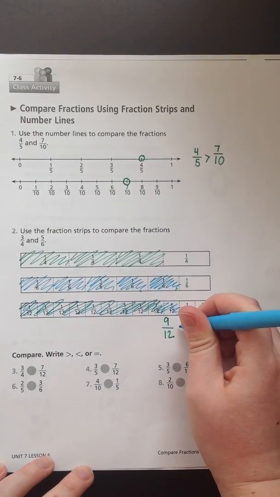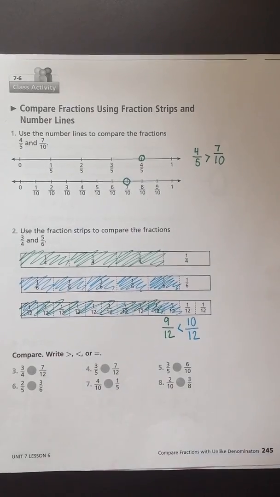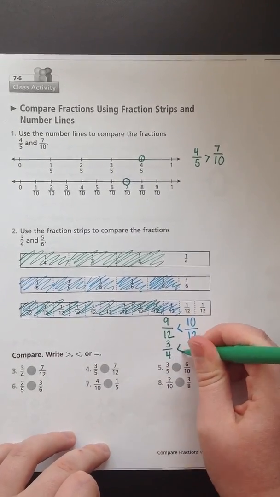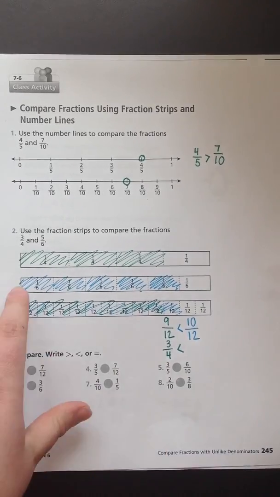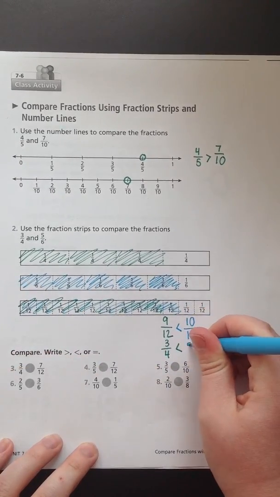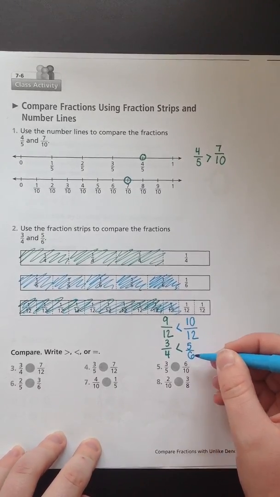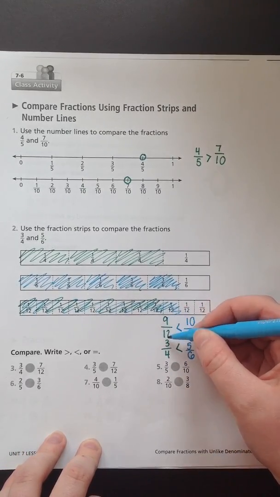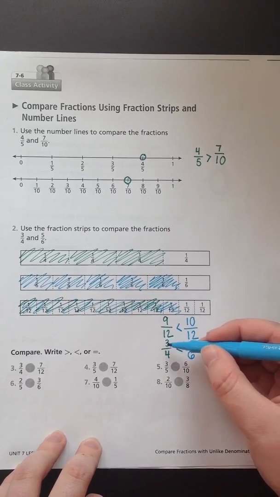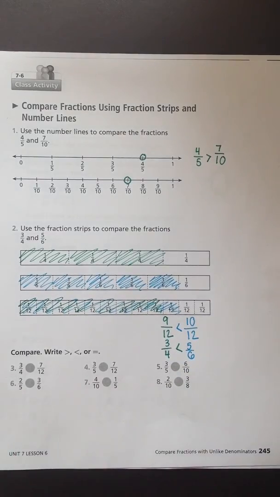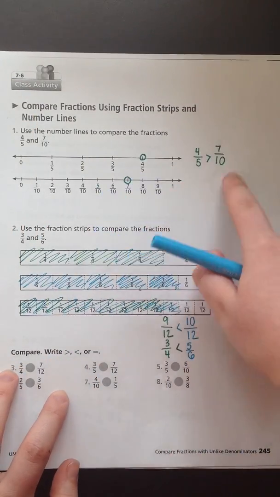And we know that 10 12ths is going to be bigger than 9 12ths, just like 3/4 is smaller than our 5/6. 10 12ths and 5/6 are equivalent fractions, and then 9 12ths and 3/4 are equivalent fractions. Okay? All right, now that might be a little bit confusing to you, but let me show you up here how we could have done that.